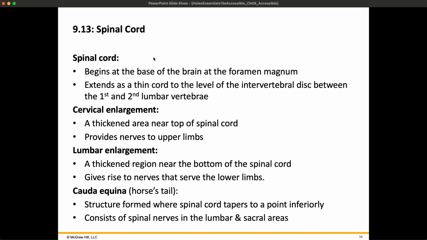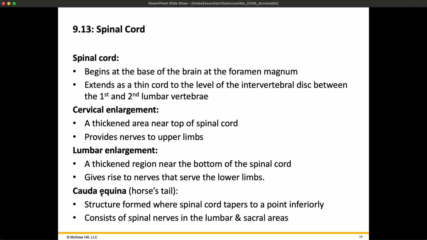All right, so let's look at the structures of the spinal cord. The spinal cord begins at the base of the brain, at the foramen magnum, so the big hole at the bottom of the skull, right below the brain stem. You have two enlargements, a cervical and a lumbar enlargement. The cervical enlargement provides nerves to your upper limbs. The lumbar enlargement is giving the lower limbs.